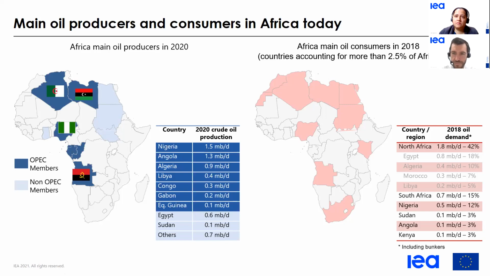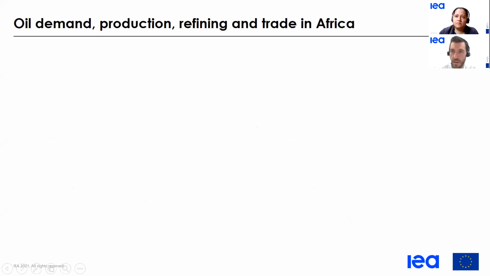So just sharing the numbers on Nigeria. Based on our latest numbers, in 2020, Nigeria produced 1.5 million barrels a day of oil and consumed 500,000 barrels a day of oil. This was in the year just before.